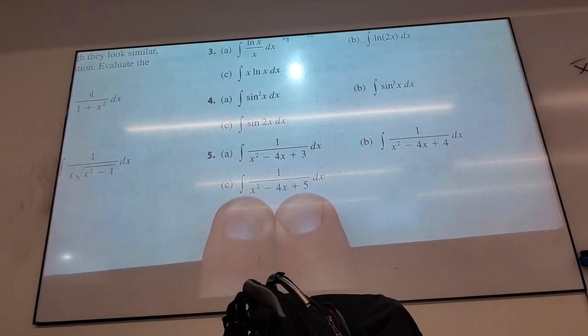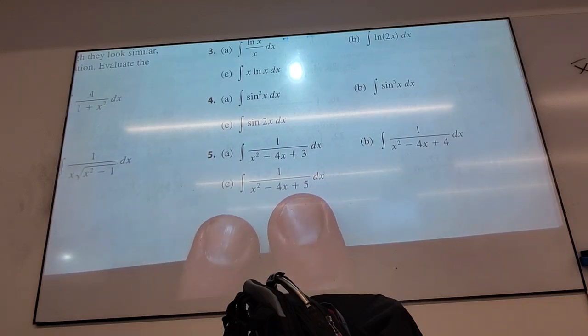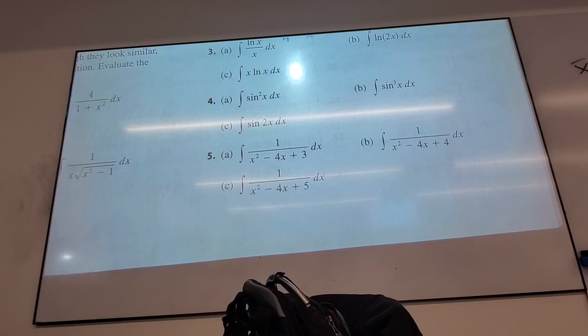What's up with this guy? What's up with my cuticles? That's terrible. What's up with this guy?